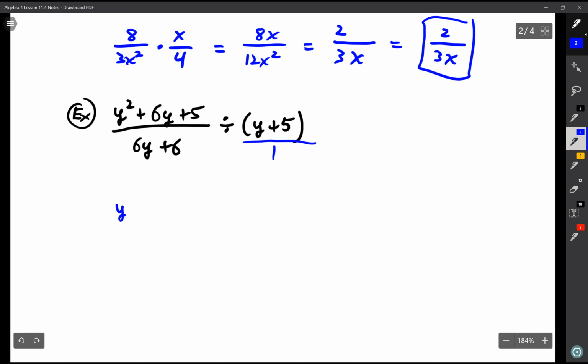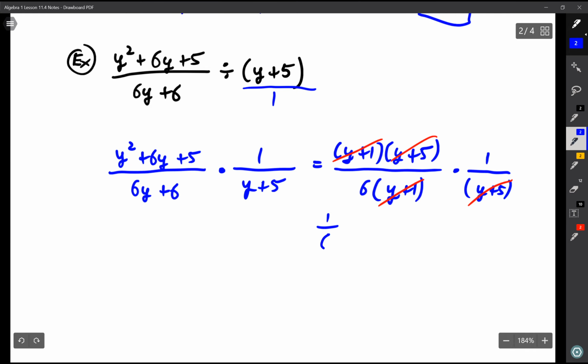Okay. Now, can I factor anything out of the bottom? Well, they have a 6 in common, so I can factor that 6 out, and that will give me 6 times y plus 1. And I still have this times 1 over y plus 5. Now I can look for what simplifies or what cancels. Y plus 1 on top cancels with y plus 1 on the bottom. Y plus 5 on top cancels with y plus 5 on the bottom. And I'm left with 1/6. That's my final answer. Everything else simplifies out.